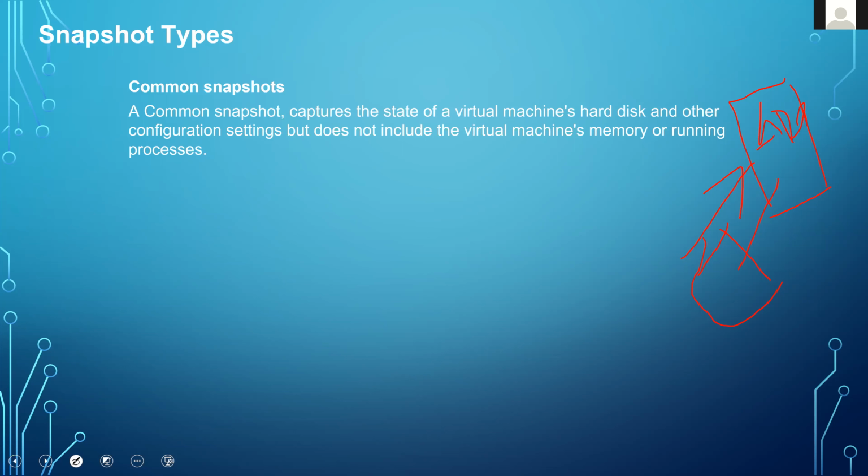So we cannot guarantee that your data will be consistent, because maybe at that specific time the application is writing data on the disk. So we cannot guarantee that the data is consistent. So it's just a common snapshot. You can restore it, your VM will be up and running, but it doesn't guarantee that your memory data and your disk data will be stored at the time of the snapshot. So this is not a consistent snapshot.